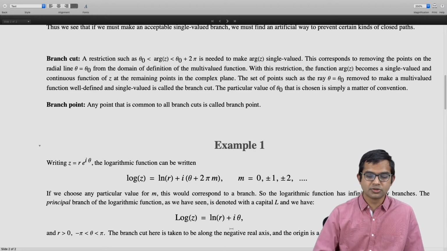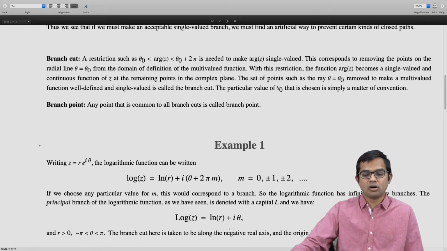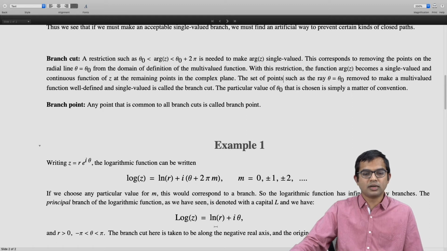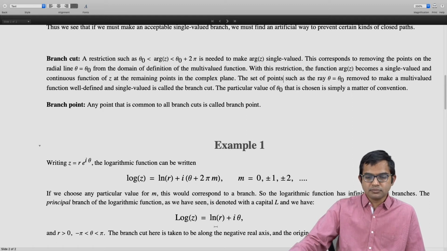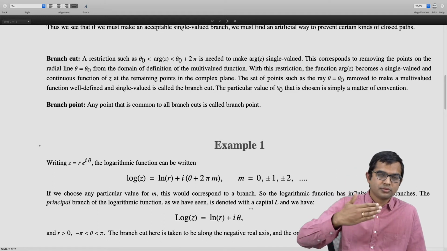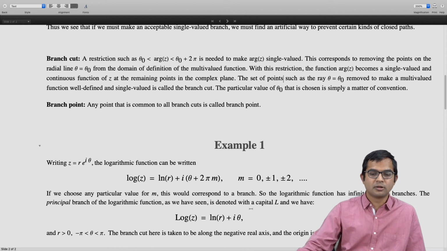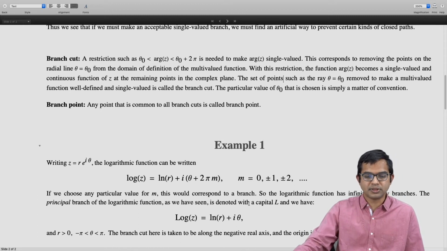So in fact, we have introduced a branch cut here along the negative real axis starting from the origin, which is actually a branch point, right? So the branch point is the point where all these different branch cuts interact. It's common to all the branch cuts, right? So in some sense, if you take all these different branches, you have to stick them all together, and they all meet at this branch point in the Riemann surface picture.